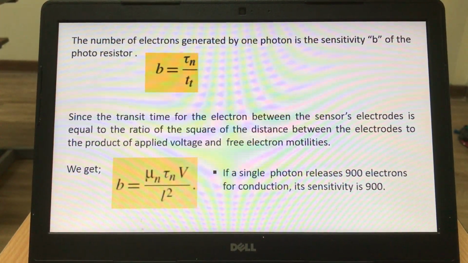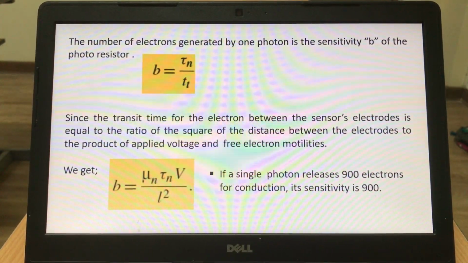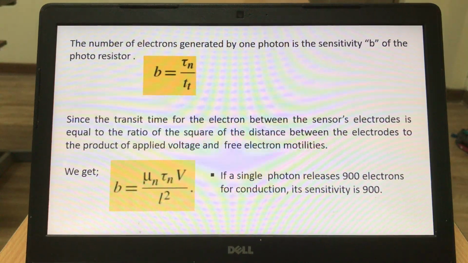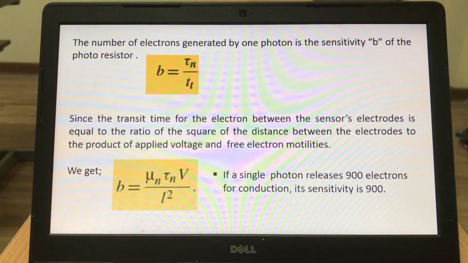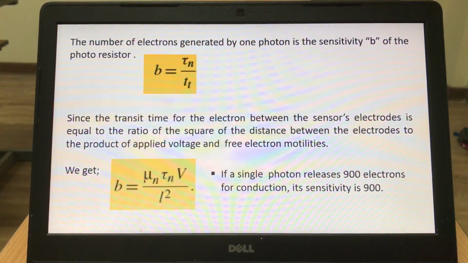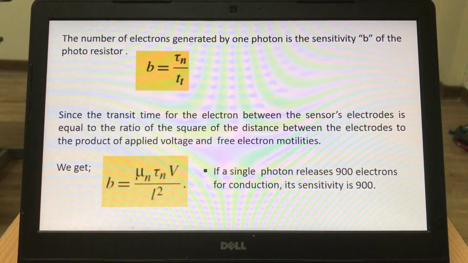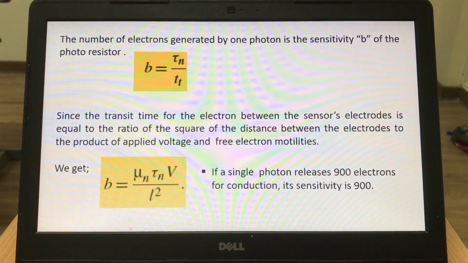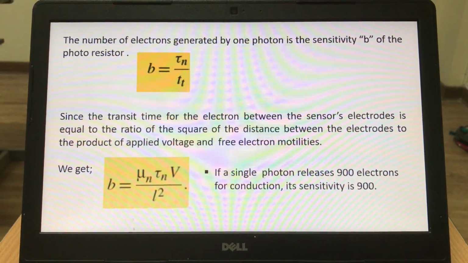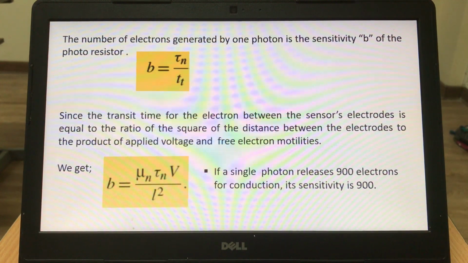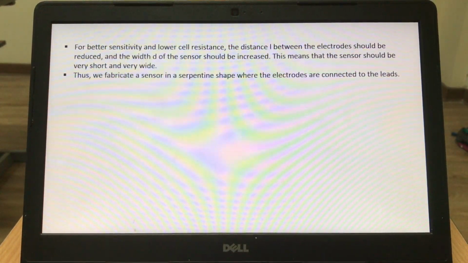The number of electrons generated by one photon is the sensitivity, denoted B. B equals tau_n divided by t. Since the transit time for the electron between the sensing electrodes is equal to the ratio of the square of the distance between the electrodes to the product of applied voltage and free electron mobility, we get B equals mu_n tau_n V divided by L squared. If a single photon releases 900 electrons for conduction, its sensitivity is 900.